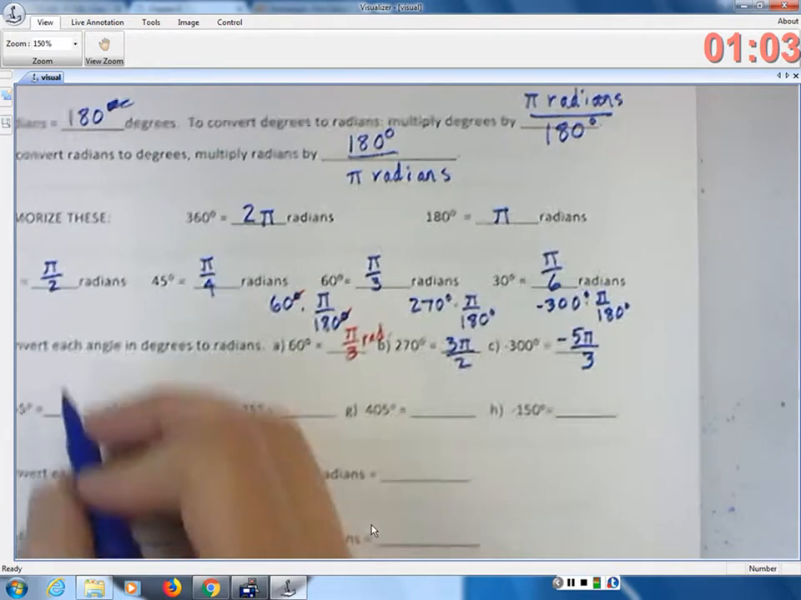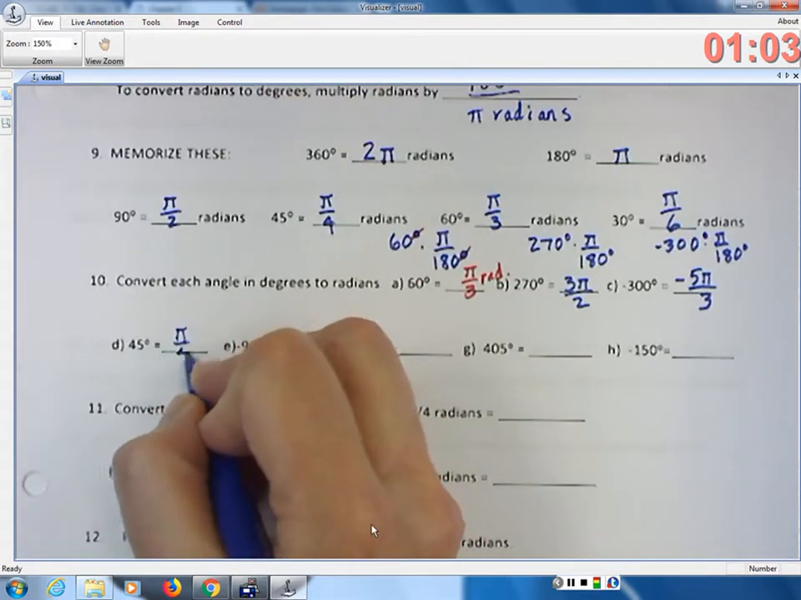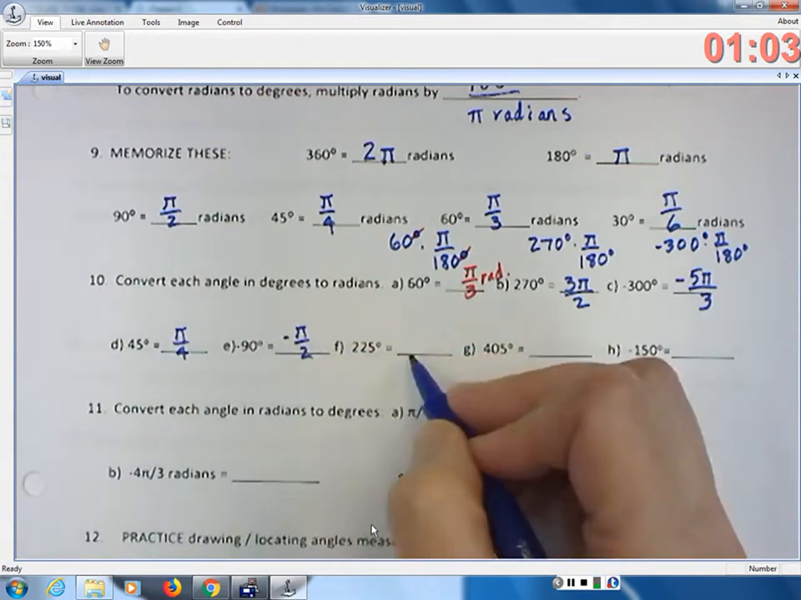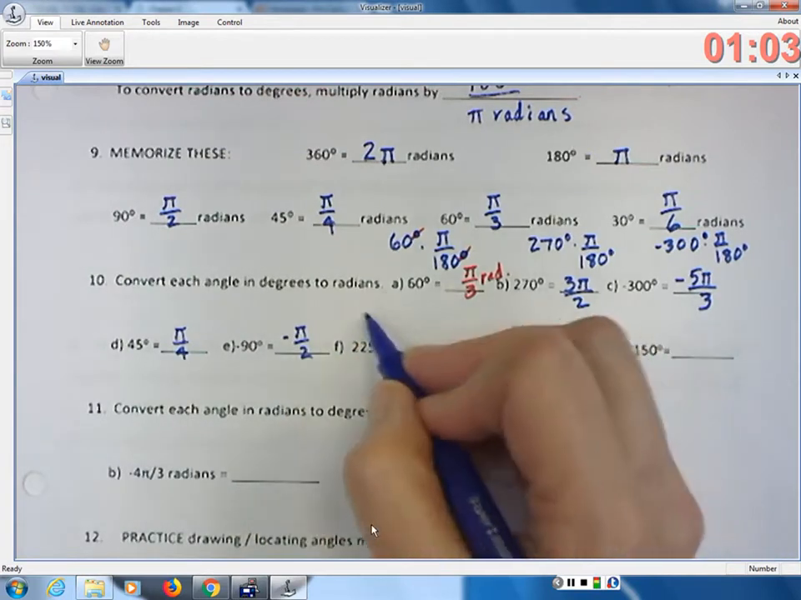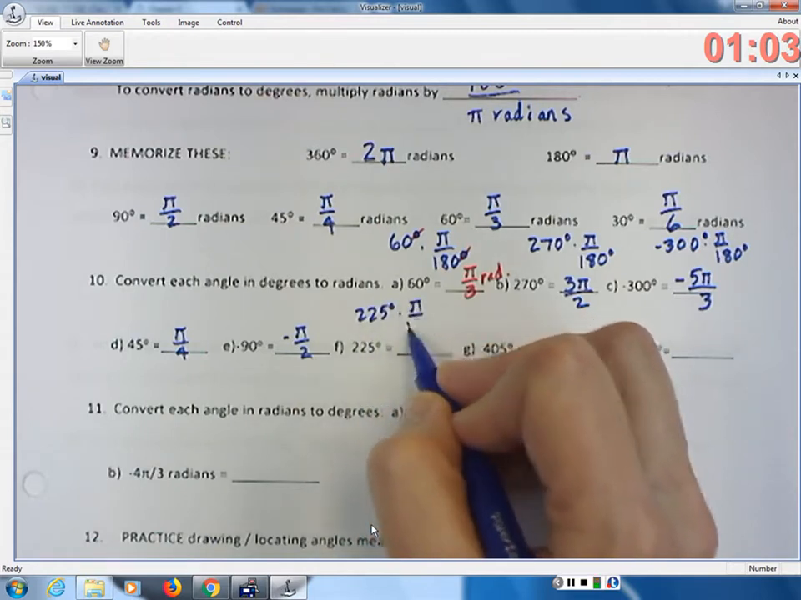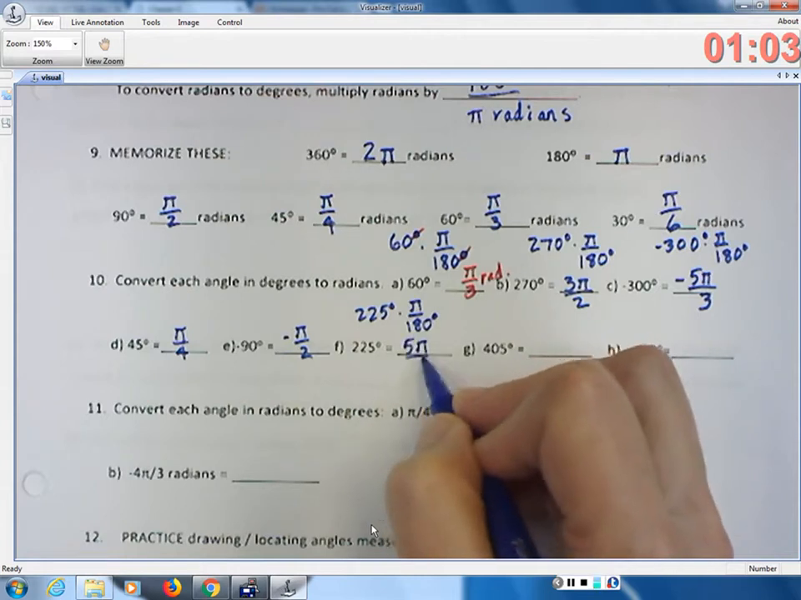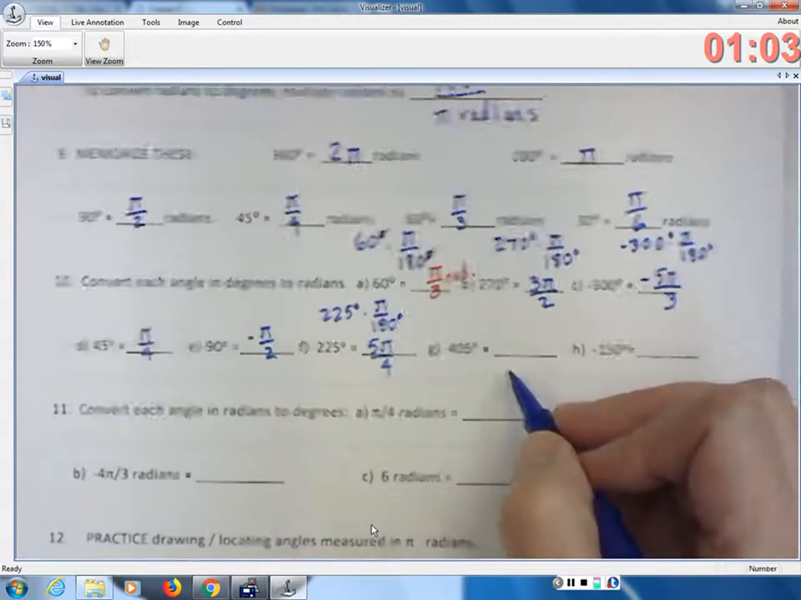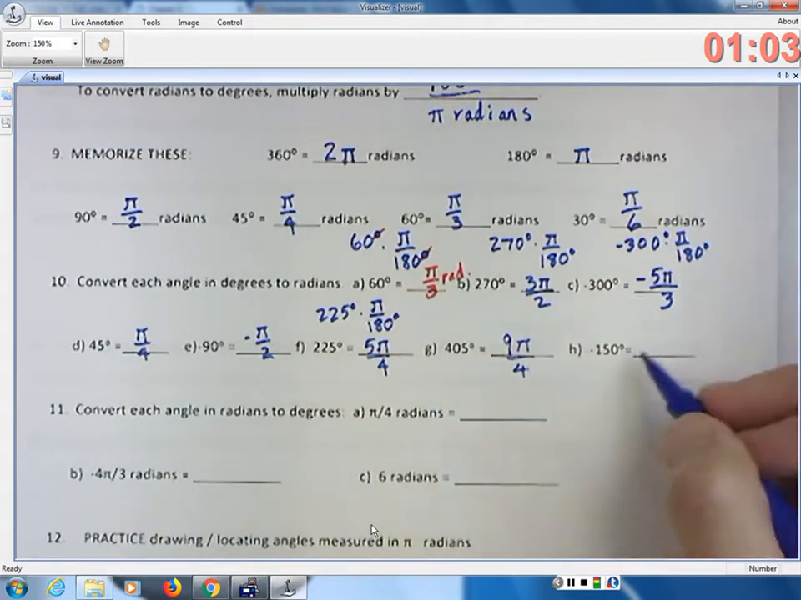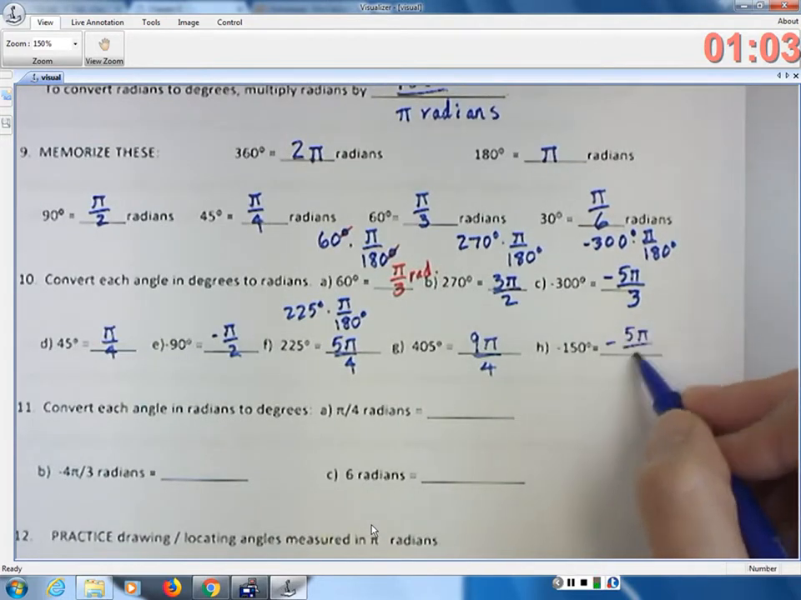45 degrees, if you work that out, is pi over 4. The notes I filled in have these worked out. Minus pi over 2. But these are ones we're supposed to memorize. This is 225 times pi over 180, and that's going to give you 5 pi over 4. 405 is 9 pi over 4. And minus 150 is minus 5 pi over 6.